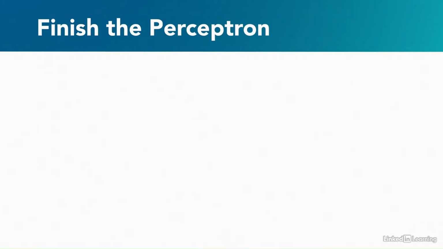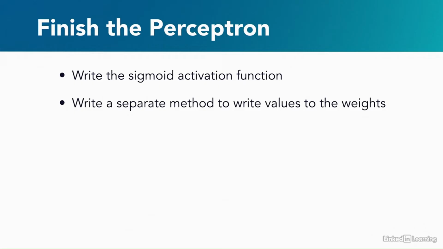So once again, your task is to write two class methods, the sigmoid activation function and a separate method to write values to the weights. For the argument, receive a regular Python list of floating point numbers. You may or may not validate.